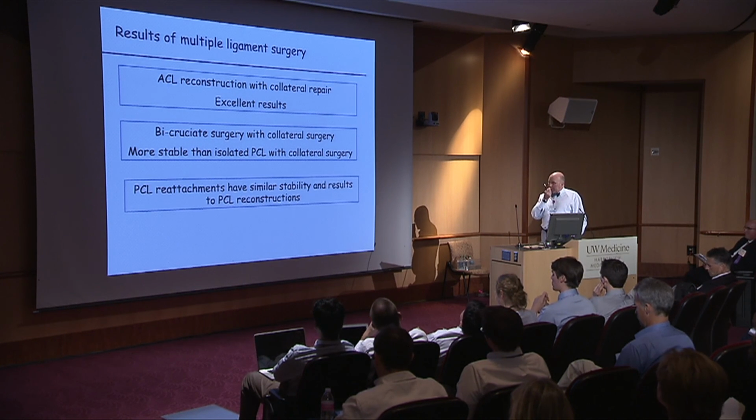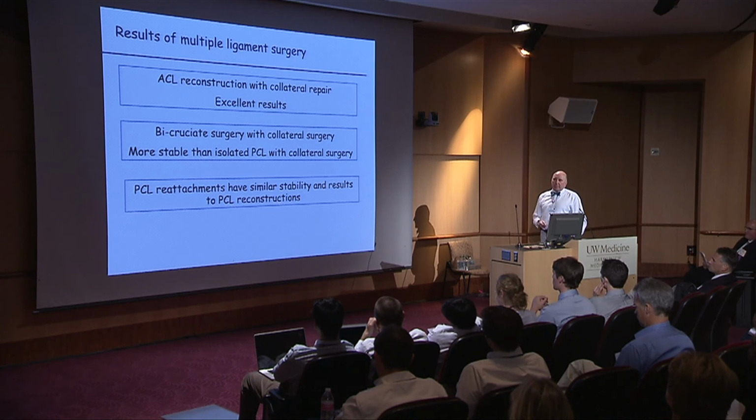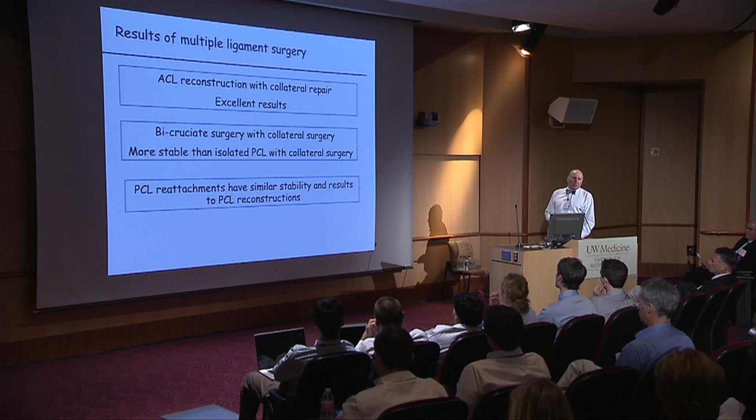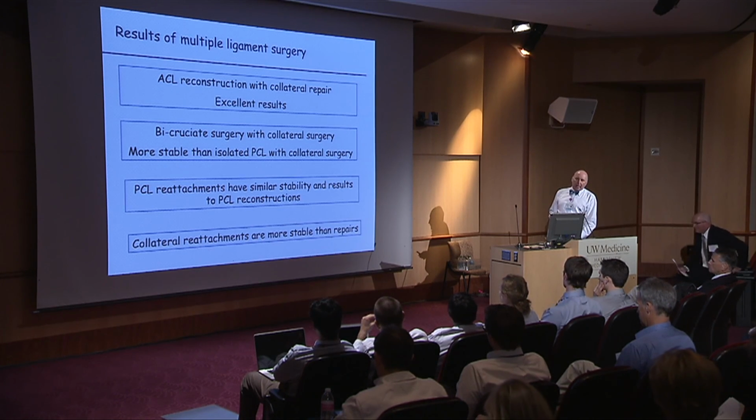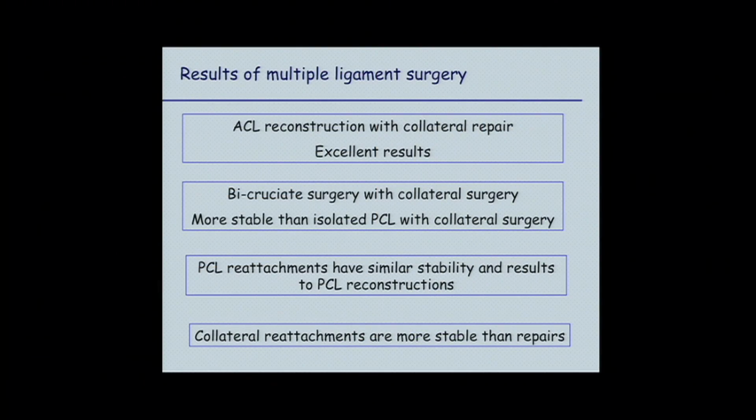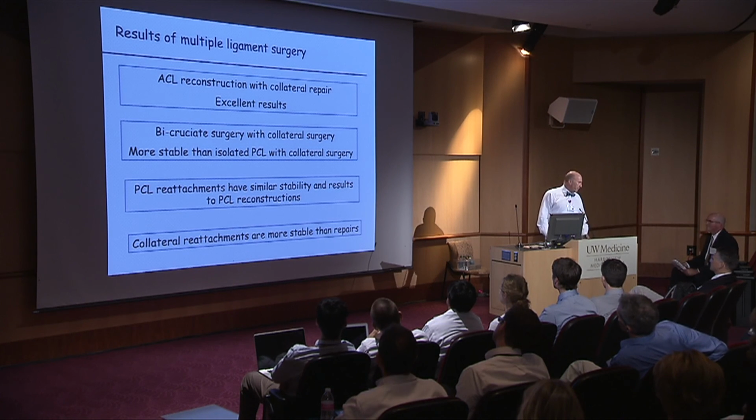The PCL reattachments have had a similar outcome to me as PCL reconstructions, so it's reinforced to me that if I can operate on those patients early, it's a good operation. And collateral ligament reattachments are more stable than having to repair a mid-substance injury. So if I get the rare situation of a mid-substance collateral injury, I usually do an augmentation with another graft as well. So those are the things I've learned, and hopefully you won't have to learn those lessons from experience.